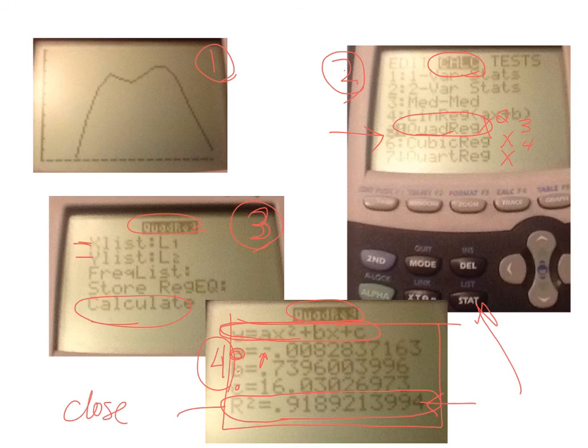That r squared value, the closer it is to 1, the better your data is. So I could, in essence, write an equation for this data. Given this parent function, plug in A, B, and C, and I would have a nice equation for the data.